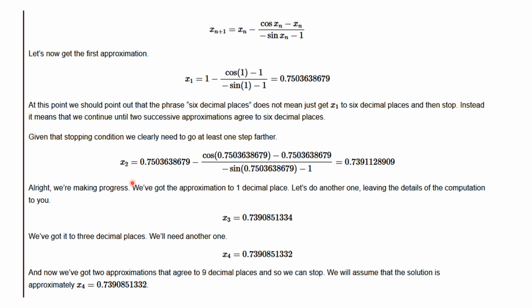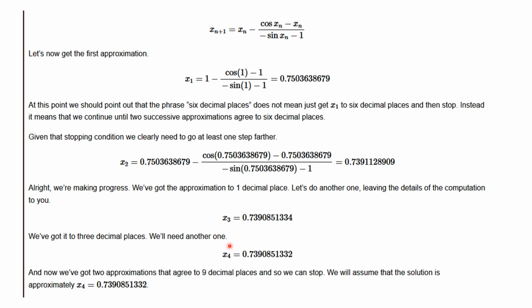So we need to do this again. So x2 is going to be x1 minus, and we use the previous values for x_n. So you see this is going to be the cosine of, and this is what x1 was, minus x1 divided by the negative sine of x1 minus 1. And we do the calculation of this again and get this. Now we are making progress because this one and this one agree on the first decimal point. So let's do another one and see what happens.